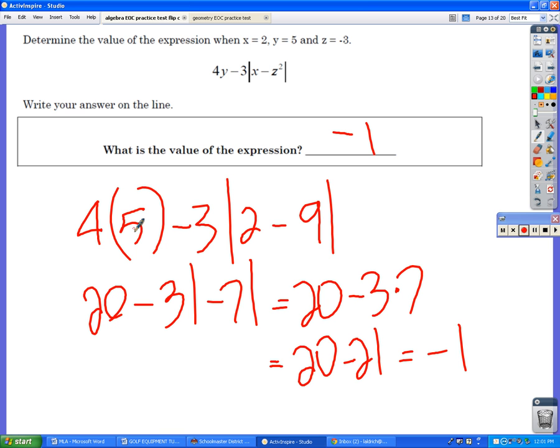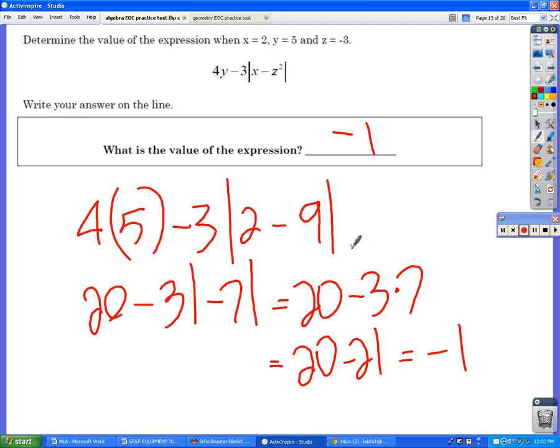Multiplication comes first, so 4 times 5 is 20, okay? The absolute value symbols act like parentheses, so I need to do what's inside the parentheses first. 2 minus 9 is -7. Then I can take the absolute value of -7, that is 7.